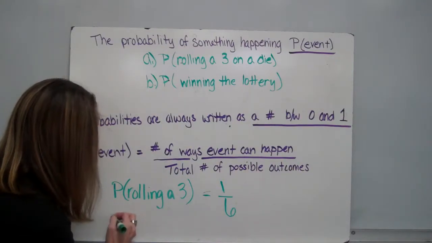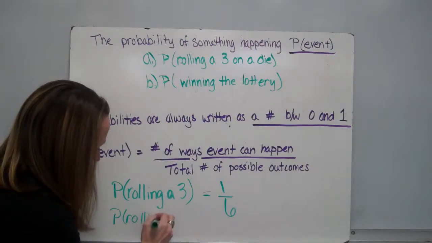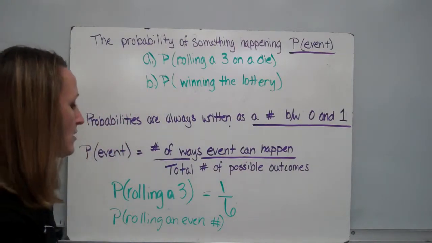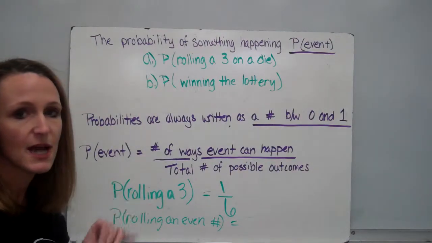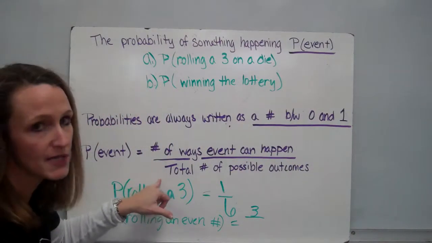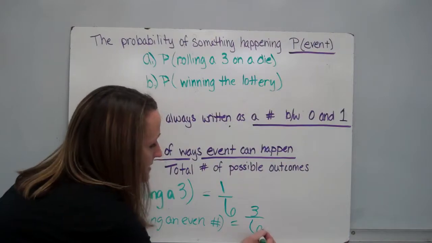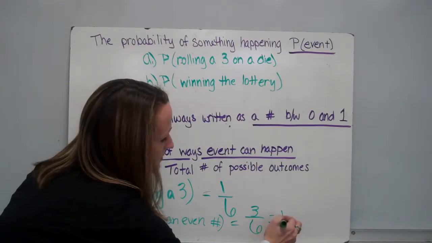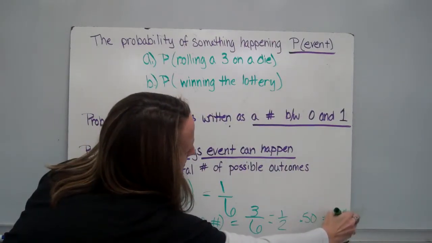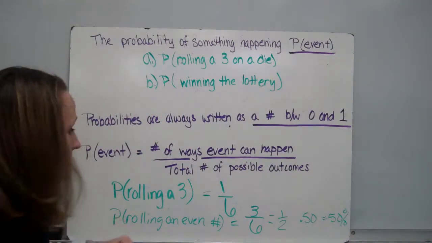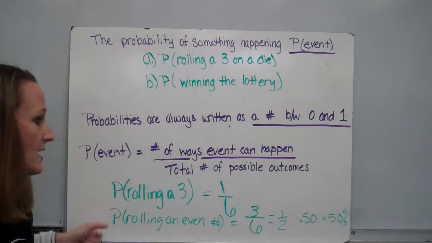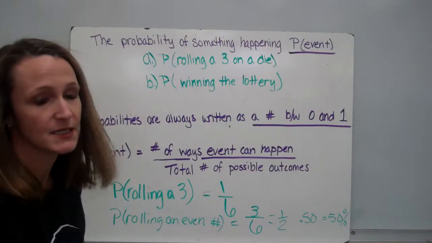What if I changed it, and still talking about dice, and I said rolling an even number? Okay, so we come over here. So 6 sides, there's 3 even numbers, 2, 4, and 6. So we have 3. We still have 6 possible outcomes because I'm only rolling one time. So 3 out of 6, we're going to simplify that to 1/2, or 0.50, 50%. So there's a 50% chance that when you roll a die, you're going to get an even number. Consequently, there's also a 50% chance that you would get an odd number, but in this case, we're just worried about the even. So this is the basics of probability.